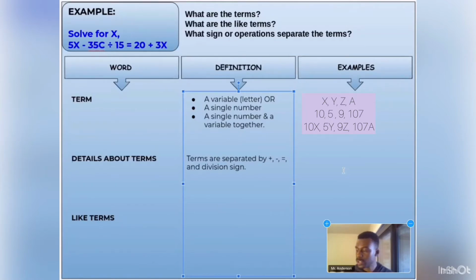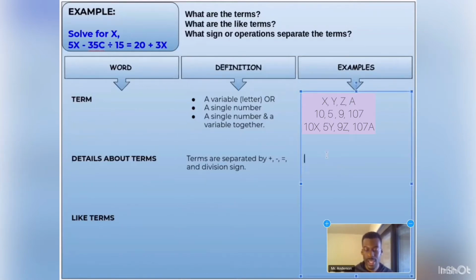But first, let me just give you an example of what I'm talking about besides what you see up here in the left-hand corner. So for an example, you see 5x plus 2. Those are two different terms. Why are they two different terms? It's separated by a plus sign. Okay. Let's take any other number. 71 minus 4c. Those are two terms. Why? They're separated by the minus sign.